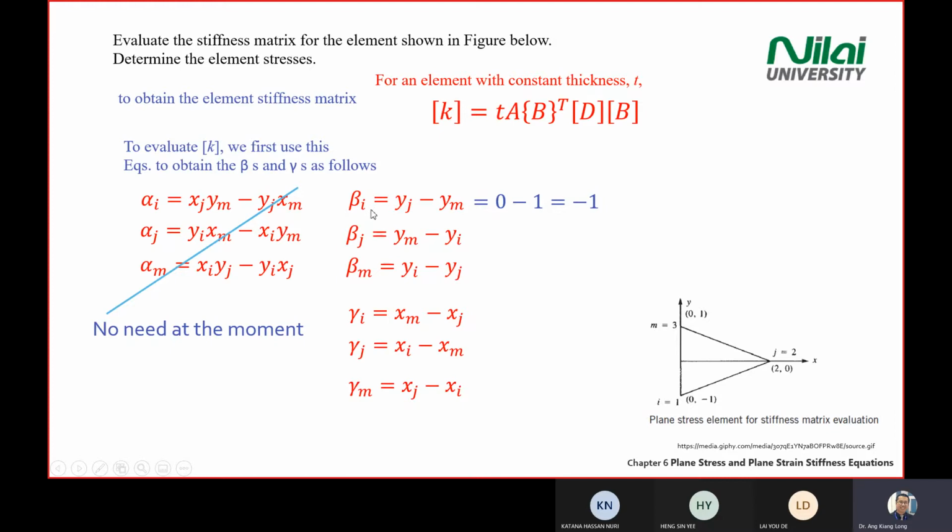Just now I explained about beta I, right? You understand why we suddenly get minus 1. I want you to solve this one. Beta J. Beta J equal to Ym minus Yi. So what is Ym according to this diagram? What is Ym value? Wait, so for this let's say 1 point where I is equals to 1. 0 minus 1. This is x and y coordinate, is it?